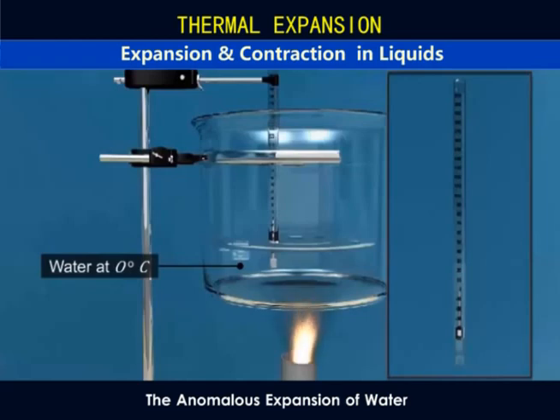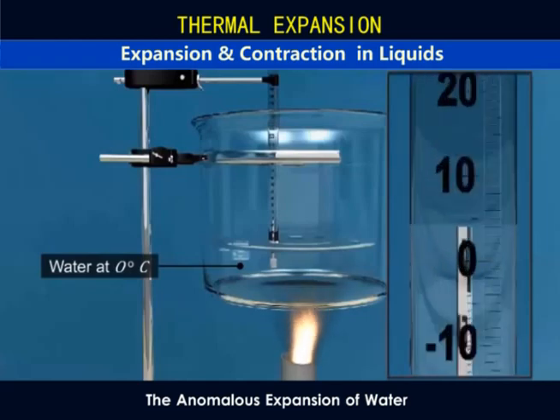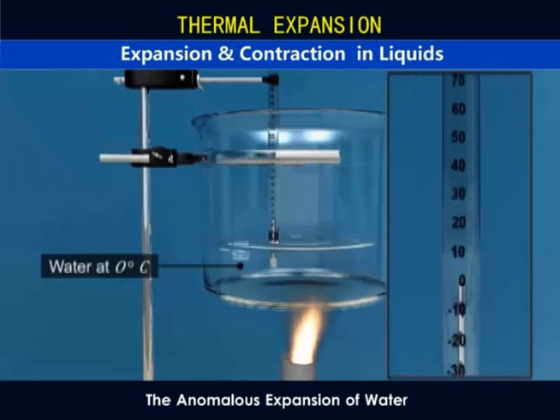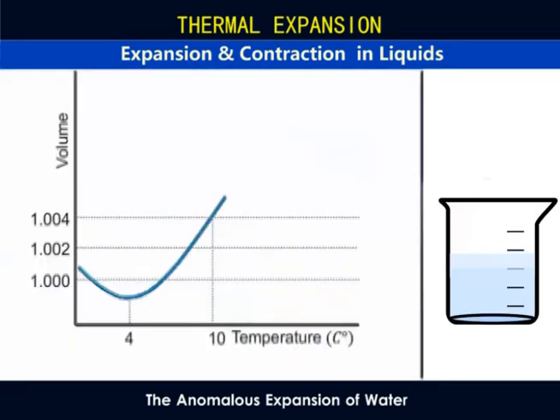However, on further heating, rather than the water expanding, it continues to contract, that is, reduces in volume, and this means its density increases. This contraction continues up to 4 degrees Celsius. Above 4 degrees Celsius, water now expands normally with increasing temperature. This unusual contraction of water with increasing temperature between 0 to 4 degrees Celsius is called the anomalous expansion of water.